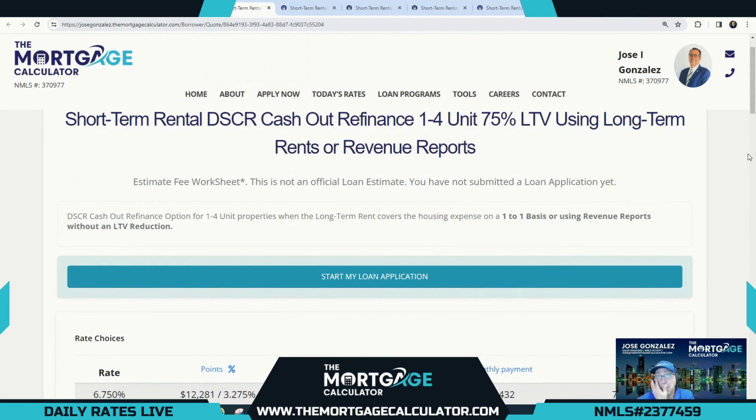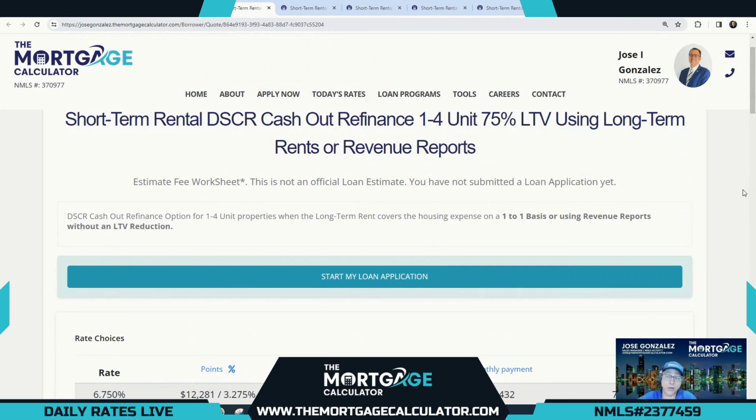Now, my last three options will be refinance options. So here is 75% LTV using long-term rent or revenue reports, where your housing expense is being covered on at least a one-to-one basis. Now, keep in mind that you're probably wondering, but what about AirDNA? Why don't you use AirDNA? Well, simply because AirDNA is for purchases only.